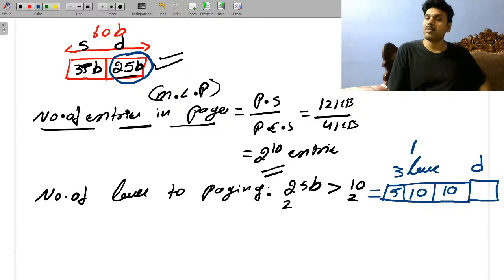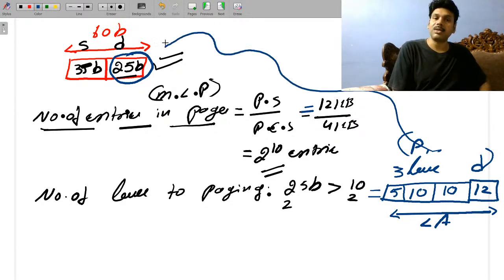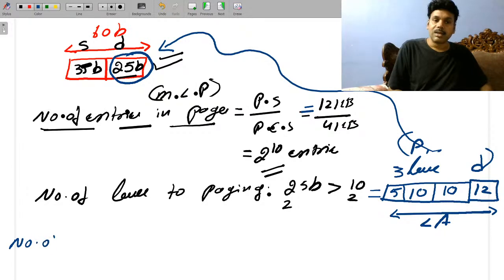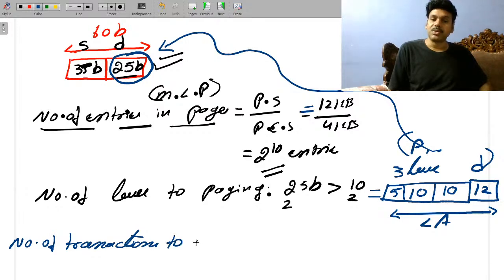And at the last we have your small d, this is what I am talking about, P comma d. Your page size is given as 12. So now this is the logical address of your 25 bits. Now you see, I'm finding the number of levels on the left-hand side, that is, the number of translations for segments.